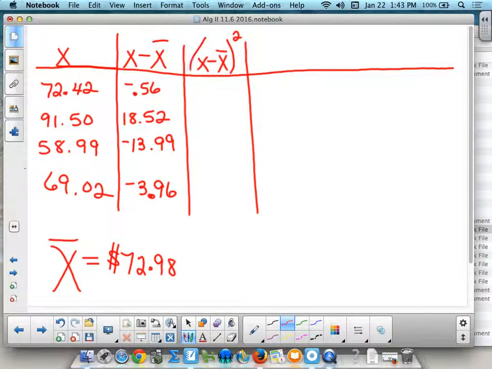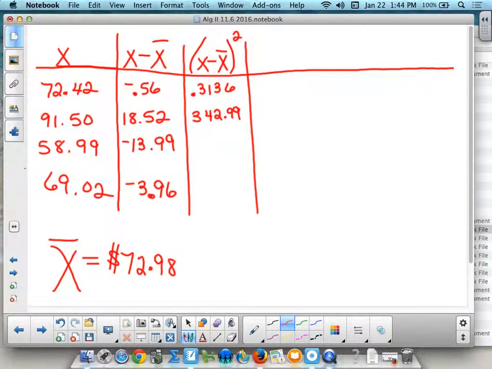So we're going to square the difference. Anybody want to tell me the first one? 0.3136. Okay, and that one was exact. How about the next one? 3 point what? 342.99 is what I went with too.